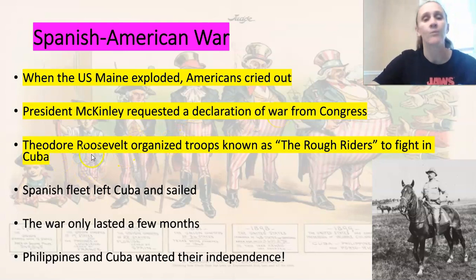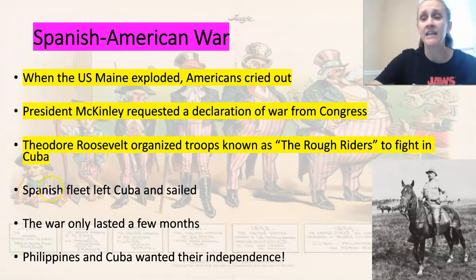In the meantime, we're trying to get everything set up and get our troops ready. Theodore Roosevelt, a military man, not president yet, organizes a group of troops, cavalry, horseback riders, known as the Rough Riders, to go into Cuba and fight. And they're very good at what they do, and they're very successful.